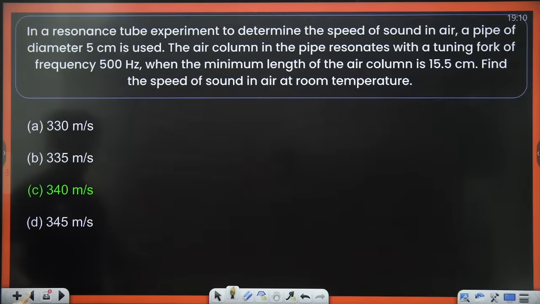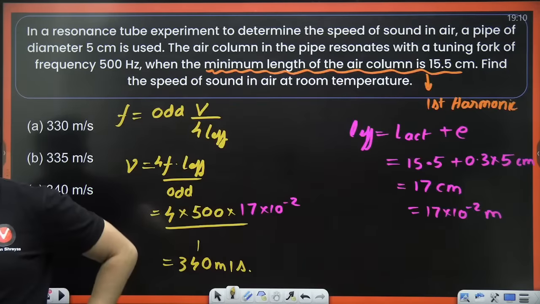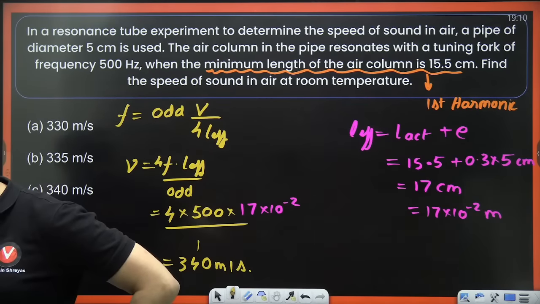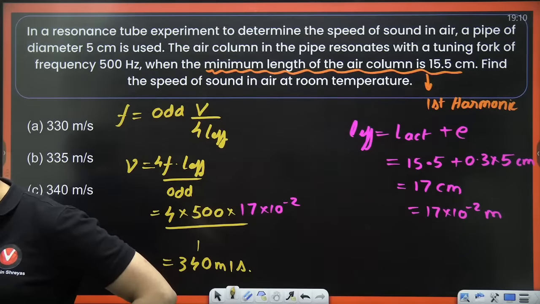340 is option C for Captain Shreyas. C is Captain for Captain Shreyas. Very nice. Is that understood, everyone? What a brilliant question it is.